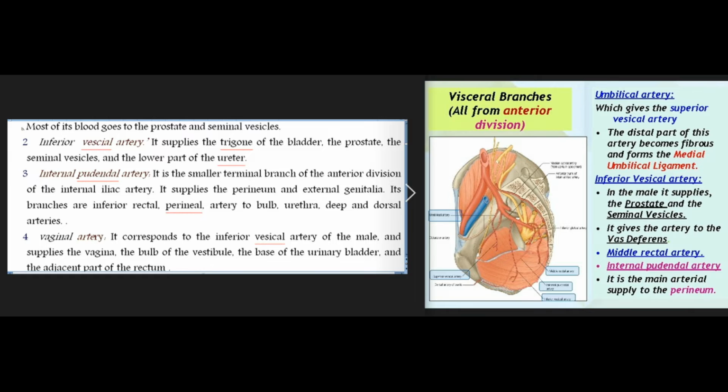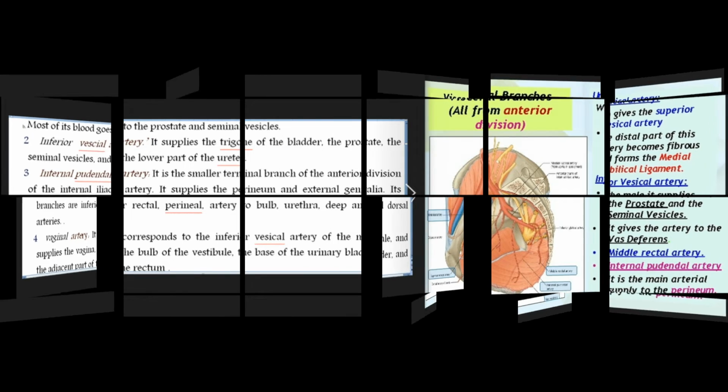Its branches are inferior rectal, perineal, artery to bulb, urethral, deep and dorsal arteries. 4. Vaginal artery. It corresponds to the inferior vesical artery of the male, and supplies the vagina, the bulb of the vestibule, the base of the urinary bladder, and the adjacent part of the rectum.